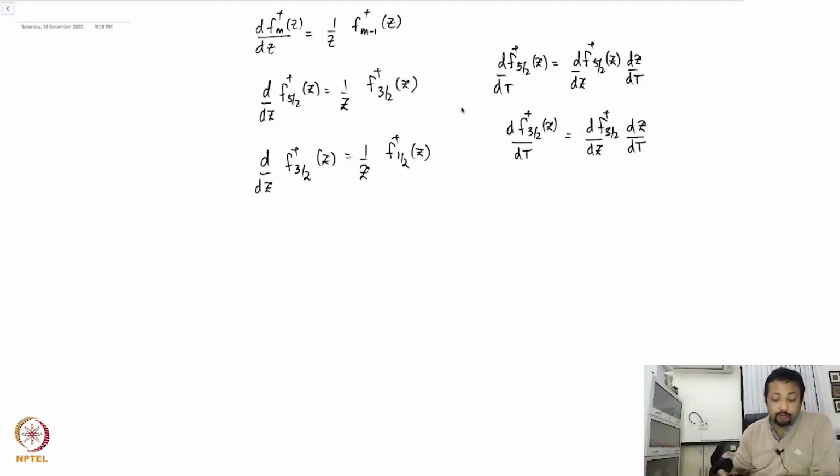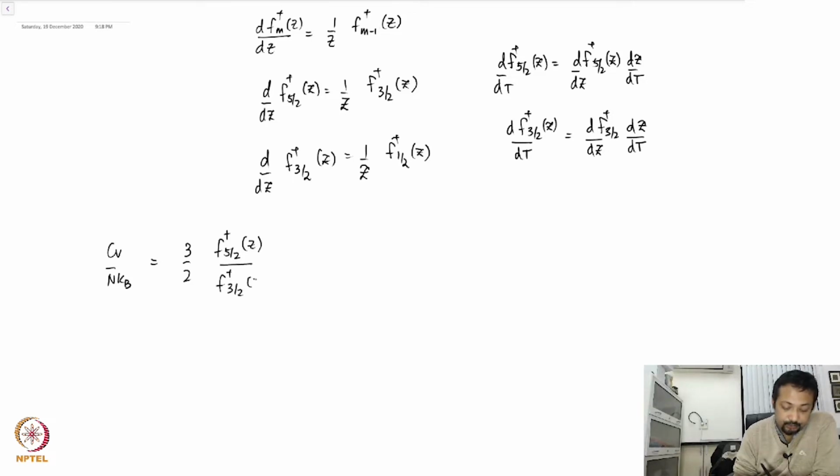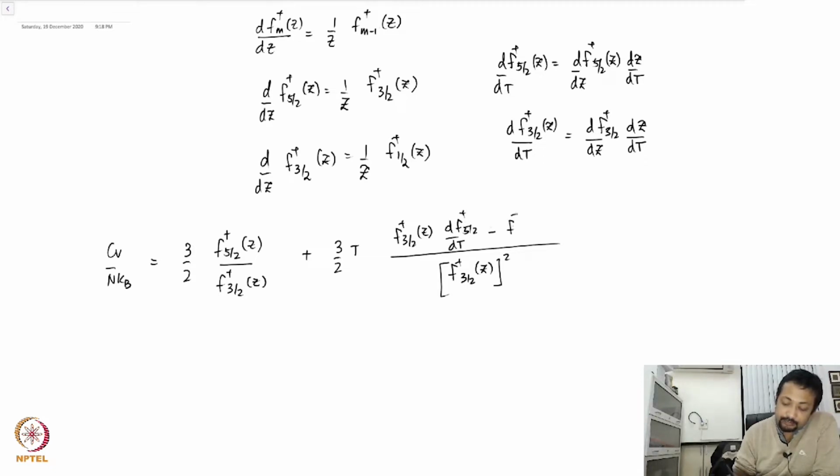So let's go back to the original calculation that we started off with. For the specific heat, Cv over nkB is going to be 3/2 f_{5/2}(z) over f_{3/2}(z) plus 3/2 T times [f_{3/2}(z) d(f_{5/2}) + 5/2 dT minus f_{5/2}(z) d(f_{3/2}) + 3/2 dT] over f_{3/2}(z) whole square.